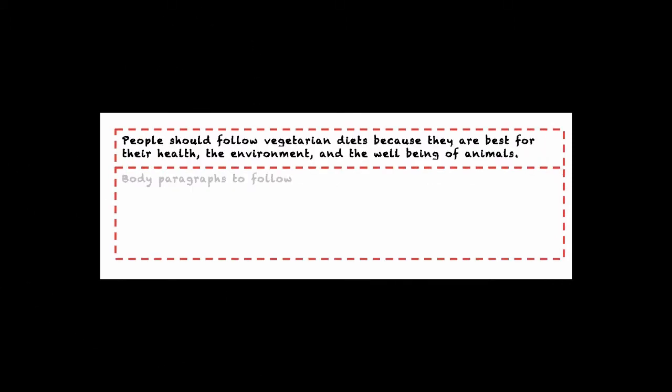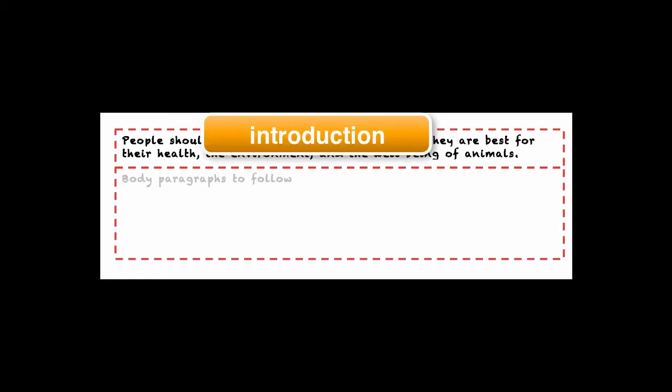Okay, well, let's move on to an example of the thesis statement taken from an essay about vegetarianism. And this is how the thesis statement might go. People should follow vegetarian diets because they are best for their health, the environment, and the well-being of animals. And it's worth noting here that this thesis statement is usually the last sentence of the introduction paragraph to the essay, with the body paragraphs to follow.